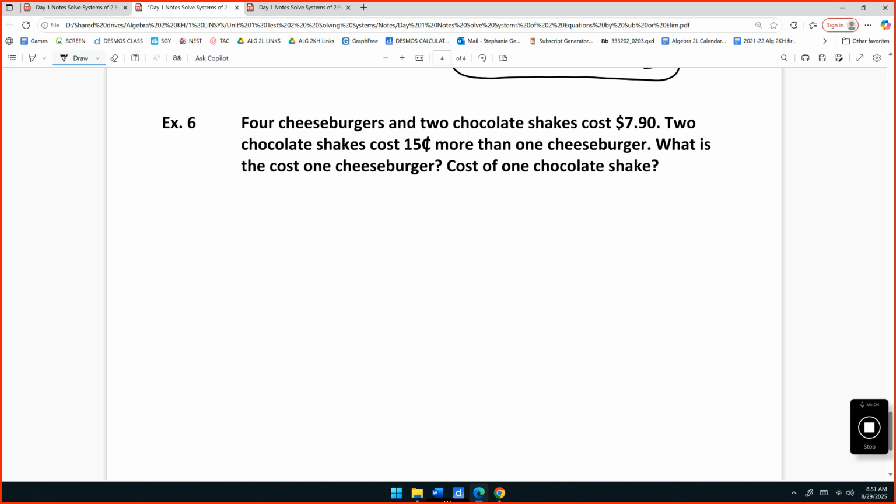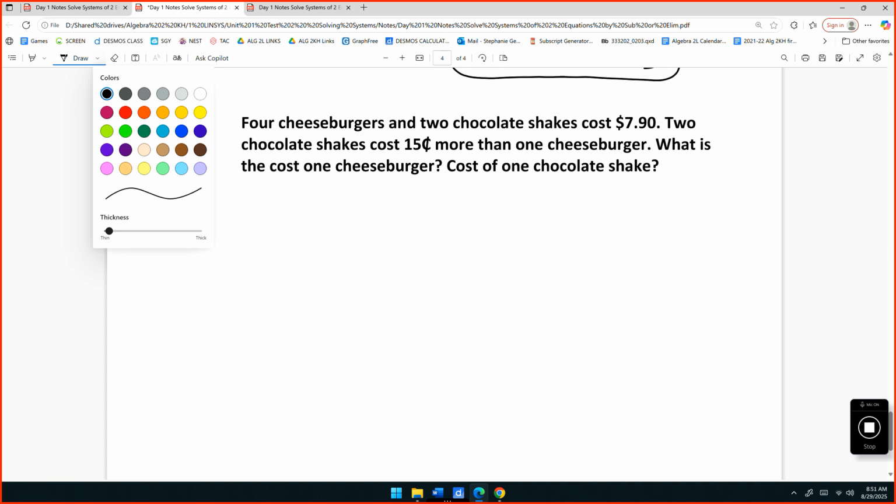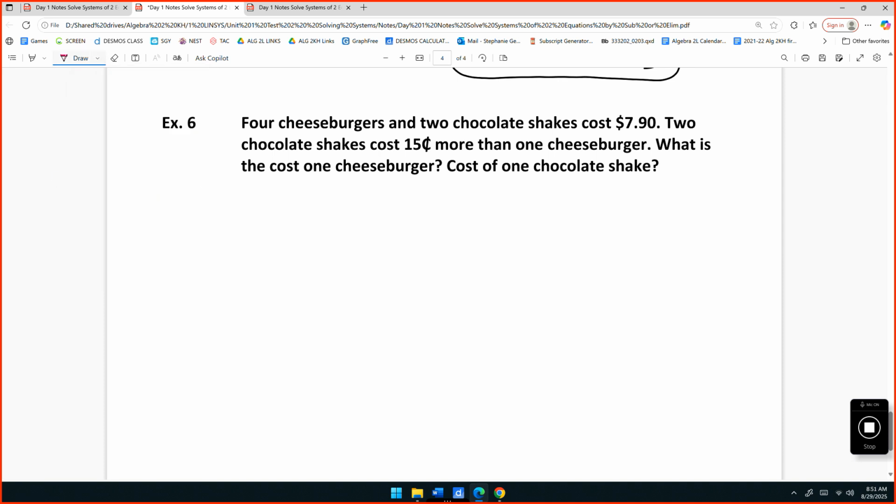Okay, y'all have an RA this unit, okay? And in this RA, it's a lot of this kind of stuff, word problems.